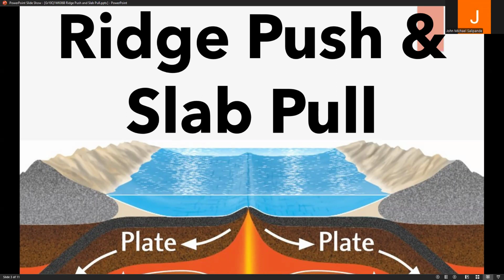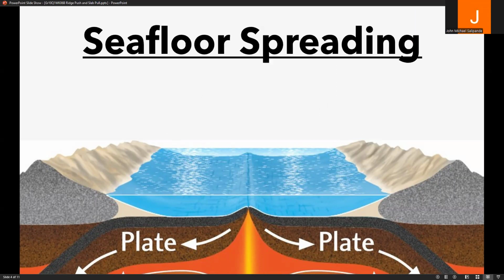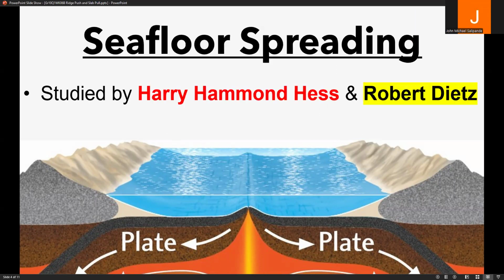There was a pair of scientists who conceptualized and had an interest in seafloor spreading, and they were Harry Hammond Hess and Robert Dietz. Because of them, we're studying seafloor spreading. That is one of the major, important and significant studies when it comes to geology under Earth science.